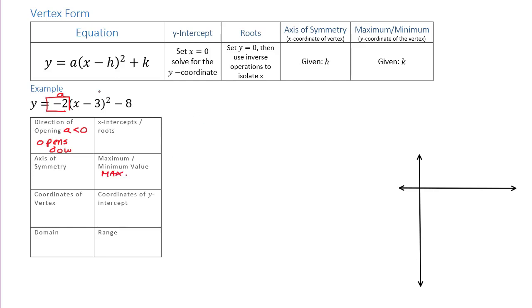Okay, now what is h? h, again, it's x minus that. So we have a negative here. So it's basically whatever the opposite sign of what you see there. So h is going to be equal to 3. k is exactly what you see though. So in this case, k equals -8.